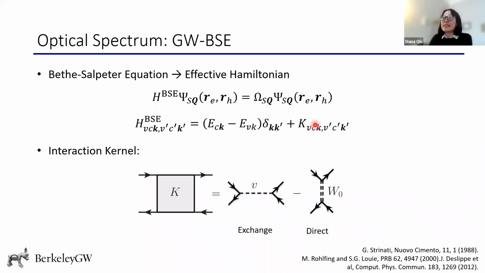When solving this in practice, we recast the BSE as an effective Hamiltonian, where the eigensolutions are the exciton wave functions, and the eigenvalues, omega here, are the exciton excitation energies. The BSE Hamiltonian has a kinetic energy term that describes the transition energy between the quasiparticle bands, and then also a potential energy term describing the interaction of the electron and hole. This interaction kernel has, again, two contributions. There's a direct term that describes the attractive interaction between the negatively charged electron and the positively charged hole, which is mediated by the screened Coulomb interaction W. And then there's also a repulsive exchange term that's mediated by the bare Coulomb interaction.